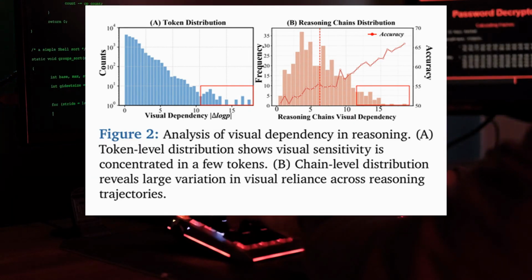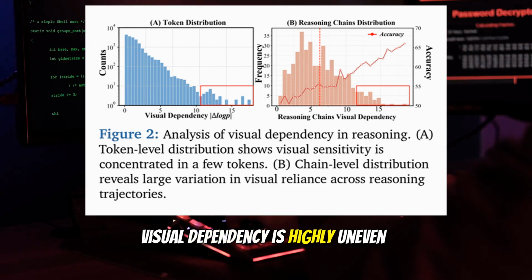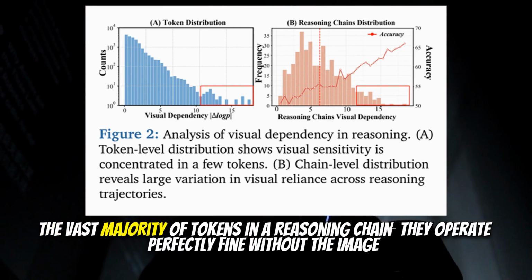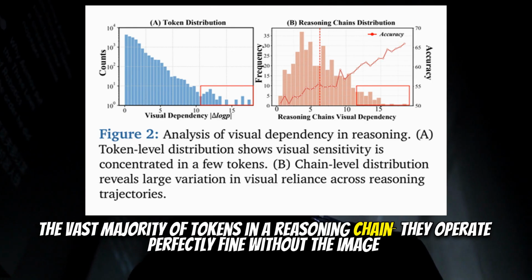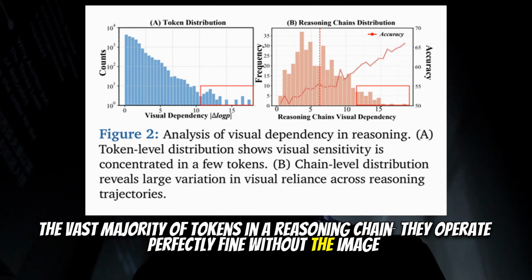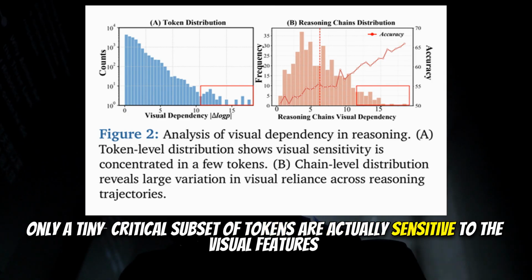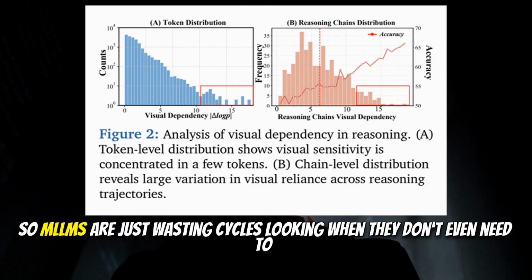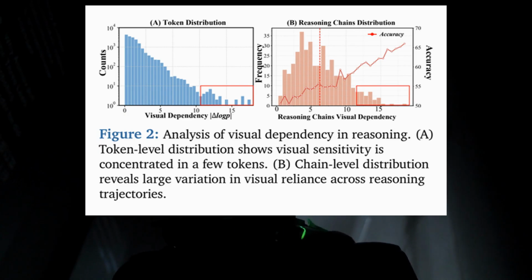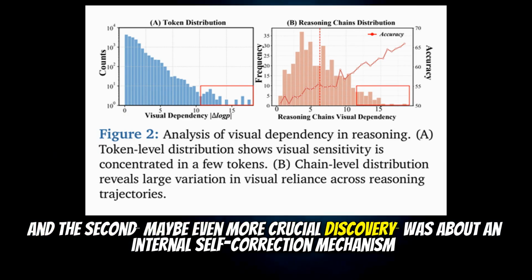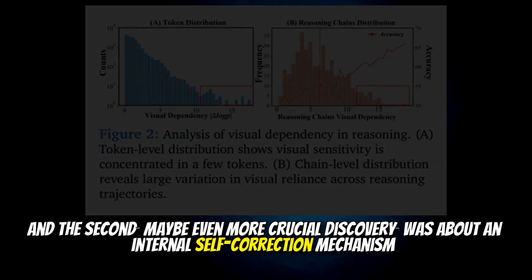A huge one. Visual dependency is highly uneven. The vast majority of tokens in a reasoning chain operate perfectly fine without the image. Only a tiny critical subset of tokens are actually sensitive to the visual features. So MLLMs are just wasting cycles looking when they don't even need to. Constantly. And the second, maybe even more crucial discovery was about an internal self-correction mechanism.